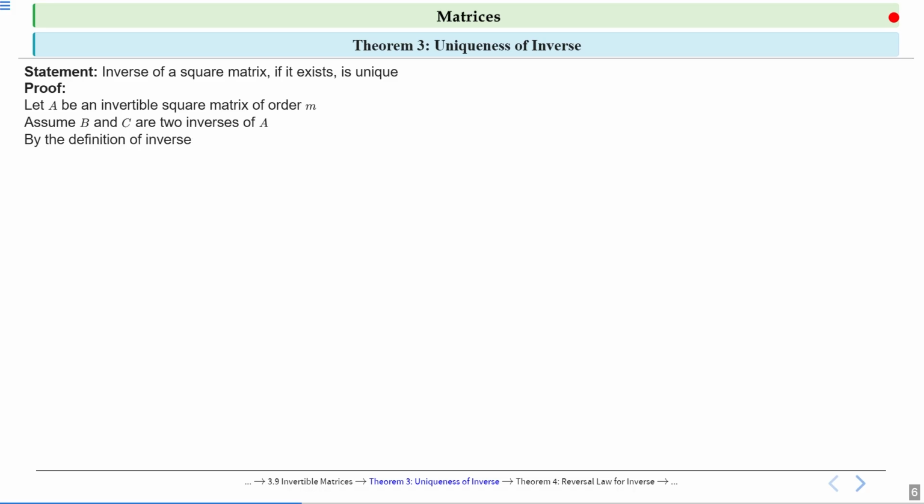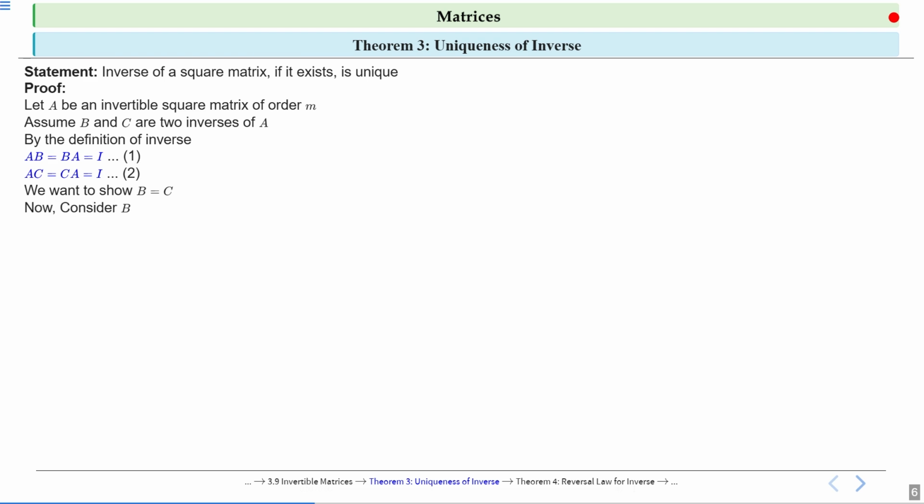So by the definition of inverse, we can say AB is equal to BA is equal to I. Let's assume this as equation 1, right? AC is equal to CA is equal to I. Assume this as equation 2. Now we want to show B is equal to C.